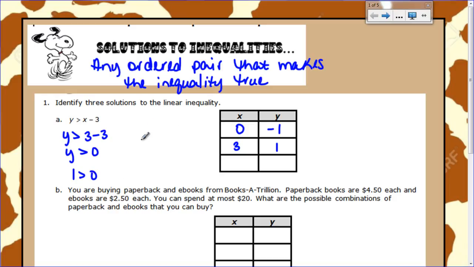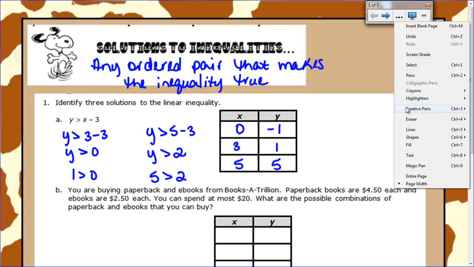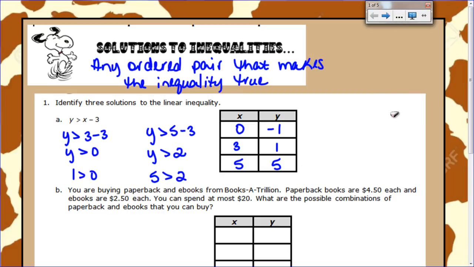So let's do one more. Let's plug in one more value for x. So let's plug in 5. So y has to be greater than 5 minus 3, which means y has to be a number greater than 2. And so a number greater than 2, anything greater than 2 would work. And so let's say 5. 5 is definitely greater than 2. That would make a solution. You could have picked 3, you could have picked 2.5, just as long as this y value is a number greater than 2. It becomes a solution, makes it work.